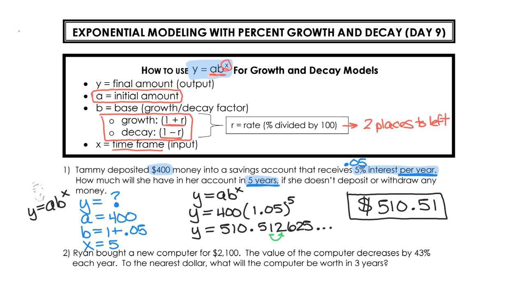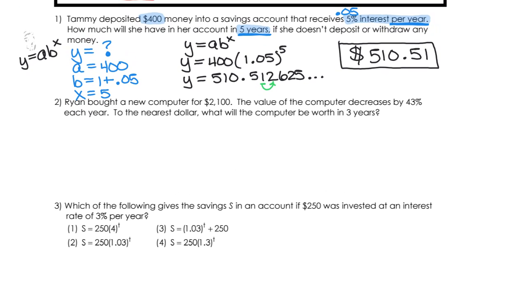All right. So we're going to go ahead and look at the next problem. And it says that Ryan bought a new computer for, and again, guys, I always like to highlight, 2,000. Oops, that's not my highlighter.